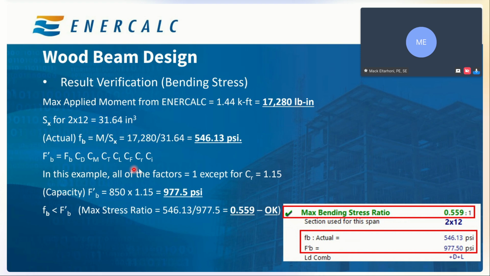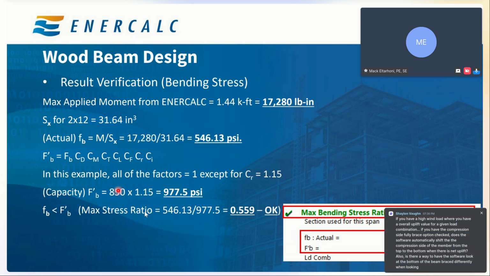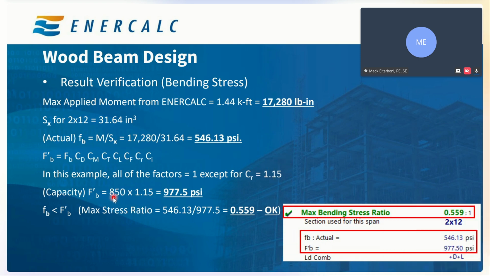And the only thing that's not 1 is the repetitive member factor, the CR, and that is 1.15. So that means the reference value for the bending capacity is 850, and you multiply it by CR, which is 1.15. That'll give us the adjusted capacity of 977.5. And all we need to do now, we just take the actual divided by the capacity, and that will give us the ratio of 0.559, and that's exactly what's matching here, 0.559, and then these are the actual, the 546 and the 977. Very straightforward calculation, but it's a quick, on the back of an envelope type of verification on the go.